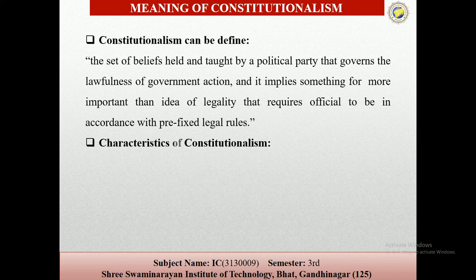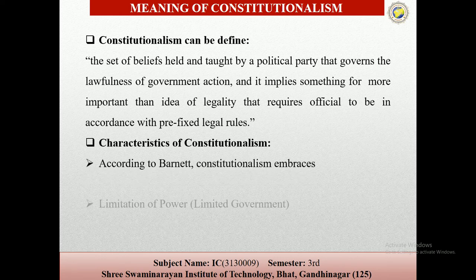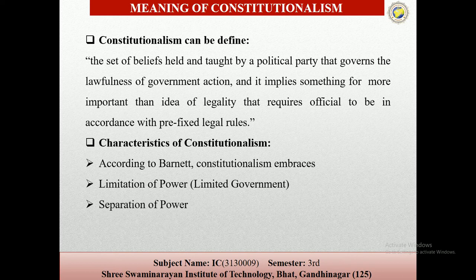So the characteristics of constitutionalism, according to Barnett: constitutionalism embraces the limitation of powers. Constitutionalism का क्या एक particular limitations है. So limited government, separation of powers, and responsible and accountable government, identify the popular jurisdiction, rule of law, limited government, the separation of powers. So we can give some characteristics of constitutionalism. जैसे ही मैंने बताया था, they have the limitation of powers, then separation of powers, responsible and accountable governments.